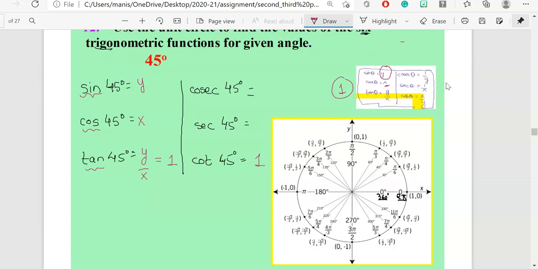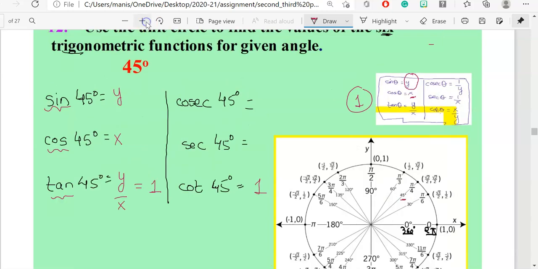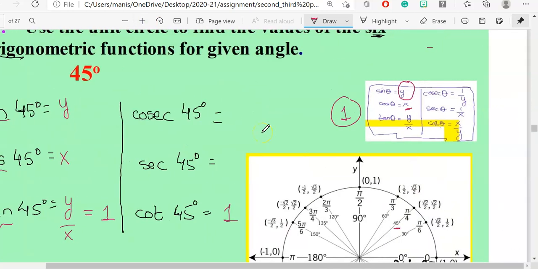Now I need my sine 45. So let's proceed to 45 degree. This is 45 degree. Okay, let's make it a little bit clear over here. Here you go. Now what is the value of x? X is radical 2 over 2 and y is radical 2 over 2. So at this place wherever you see y, right over here, radical 2 over 2. This is the value of sine 45 degree. What about cosine? It says x, so it is radical 2 over 2.